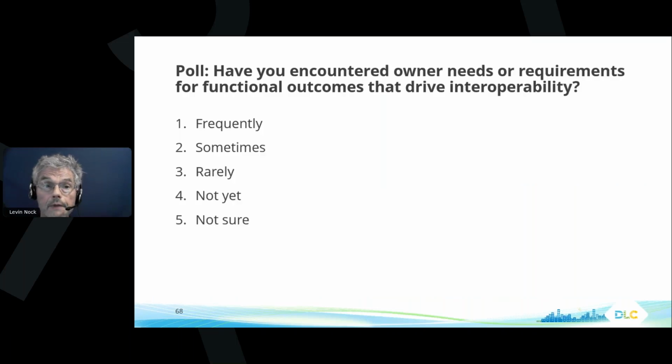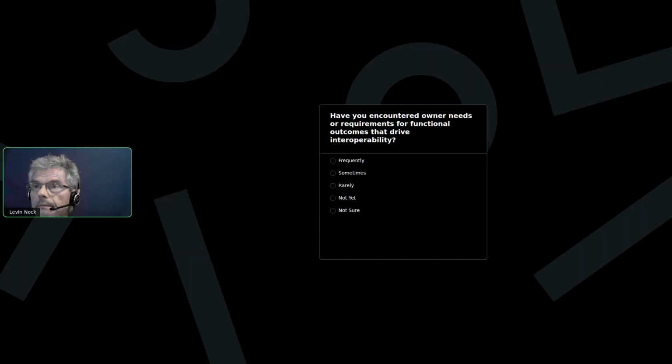Time for another poll. Launch the poll. When you think about some of the functional outcomes that drive interoperability, such as lowering demand charges on the electric bill, have you encountered any functional requirements from building owners that drove interoperability on any of the projects you've been involved with? And I'll pause a bit while people answer.